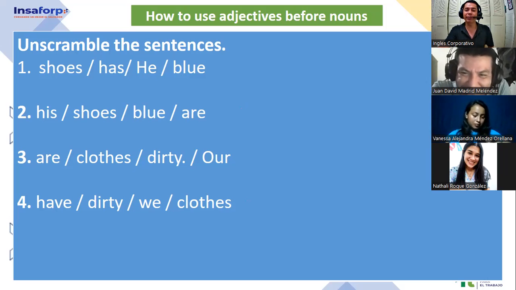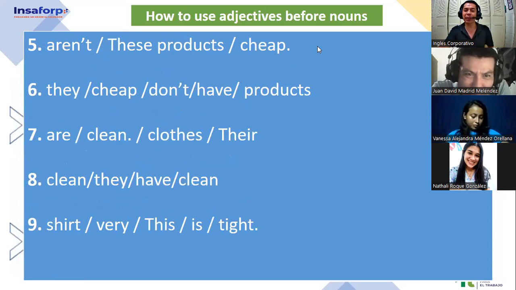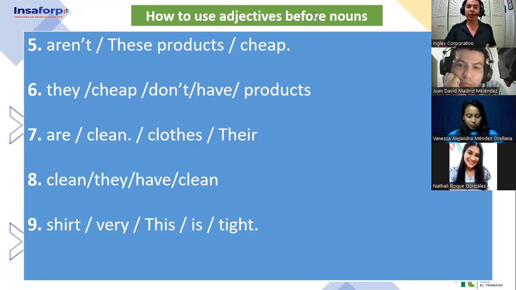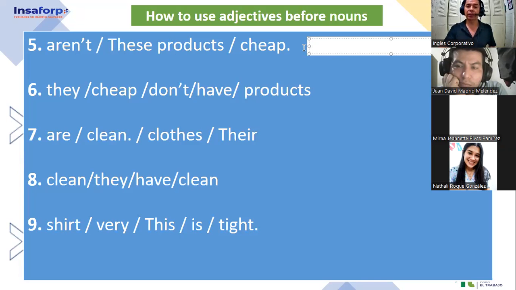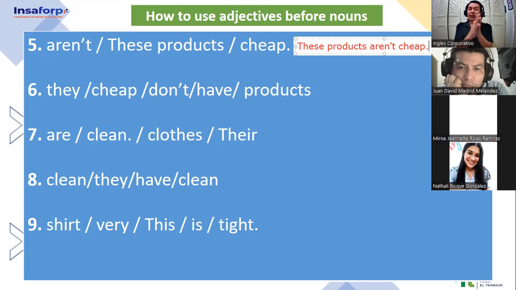Now, listen, please. Let's go to the exercise number five. Number five, right? The same dynamic here, right? So we have a second. Are in this product sheet. And Mirna, please help me, Mirna. Number five. These products aren't cheap, right? So, Mirna, what is the noun? What is the noun? Products. These products, right? And what is that? Cheap. So we have the noun, and then we have the adjective, right? Okay, understand, Mirna?